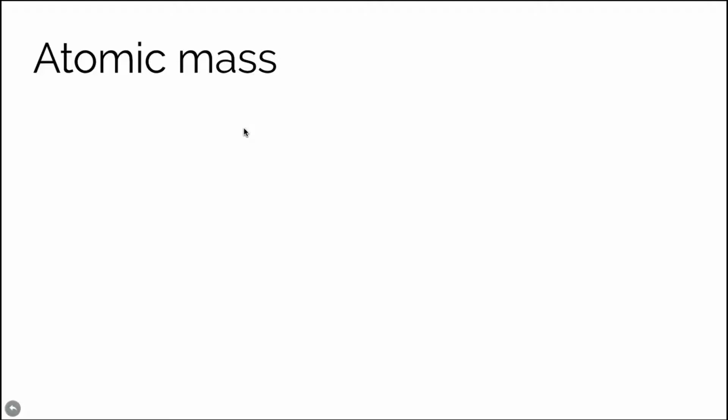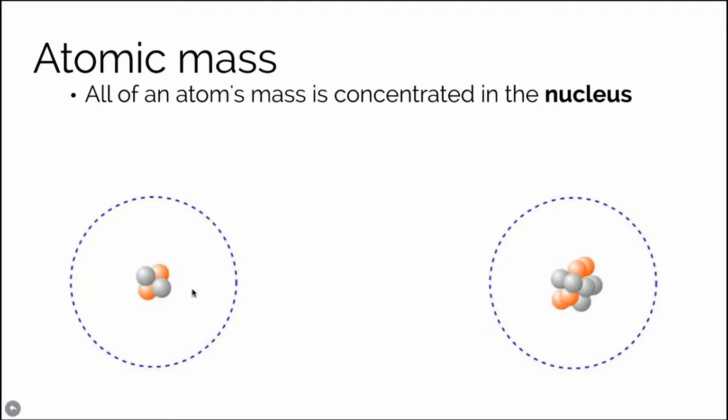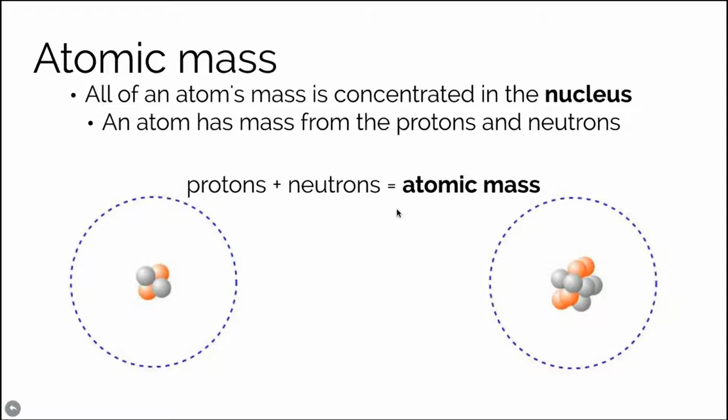Now, let's talk about the atomic mass of an atom. We've talked about the mass being concentrated in the nucleus of the atom. If we take these two examples, we know that we have different numbers of protons and different numbers of neutrons, and it's these particles that give the atom its mass. So we can put this into a very simple addition formula: if we count the number of protons in an atom and the number of neutrons together, this gives us the atomic mass of the atom.